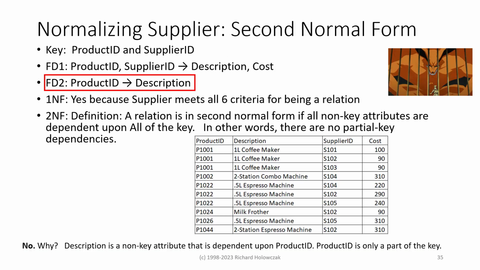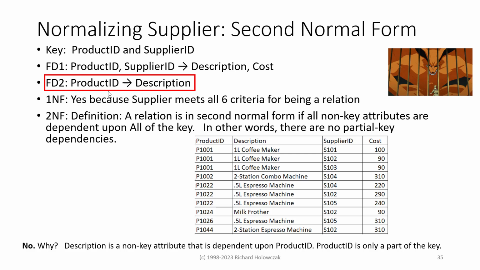So what do we got? Product ID and supplier ID determine description and cost. But we also saw that product ID by itself determines description. This is going to be a violation of second normal form. Everywhere product ID and supplier ID go, they should go together. We should never be able to peel off one or the other by themselves. And yet that's exactly what happens in functional dependency 2. This is going to cause a problem. I put the red box around it.